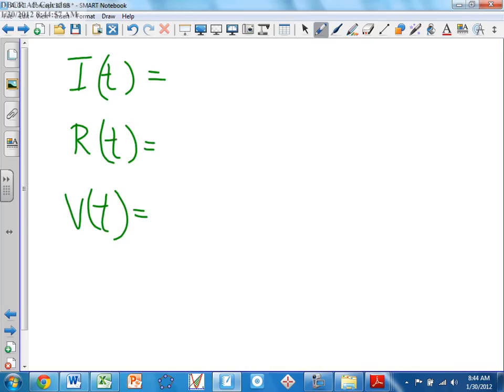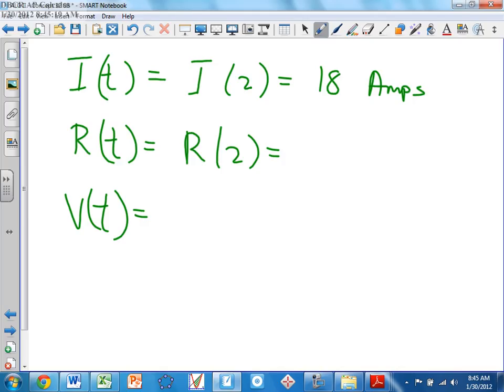What I want you to notice is this. If you plug a 2 in for t, because it's at time equals 2 seconds, and you do I of 2, you run a 2 through the whole thing, you'll get 18 for the current, usually given in amps. Next, if you plug a 2 in for resistance, R of 2, you're going to get -5, and this is usually in units of ohms. It's a resistance unit.